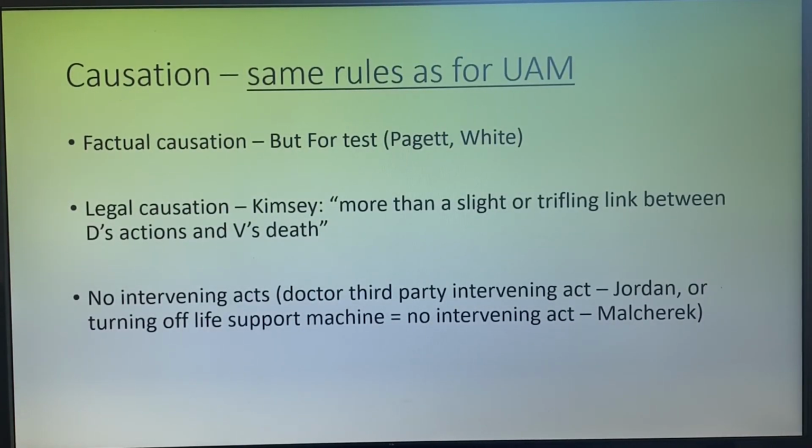Obviously, the same rules of causation apply. I'm not going to go through those in detail because we've already done that. It's exactly the same 3 rules: factual causation, which is the but-for test; legal causation, the Kimsey test; and there are no intervening acts. So it's the same rules as for UAM. And obviously, in a scenario, if you're writing this, you certainly wouldn't write this out again if you were covering both Unlawful Act Manslaughter and GNM. Notice there that UAM is obviously shorthand for Unlawful Act Manslaughter. Shorthand for gross negligence manslaughter is GNM. So if you do that in the exam, make sure you write it out first, and then in brackets put UAM, and then you can refer to it as UAM or GNM for gross negligence manslaughter for the rest of the paper.